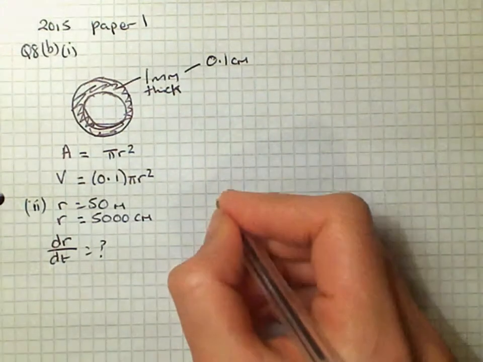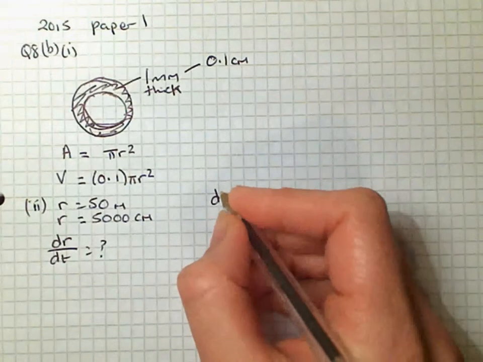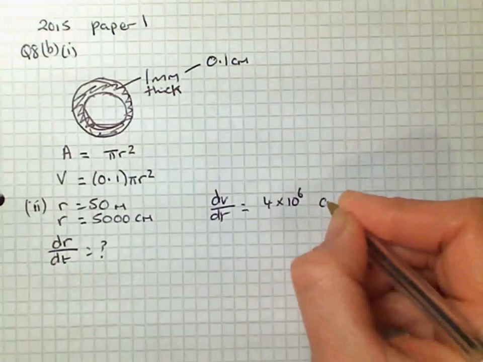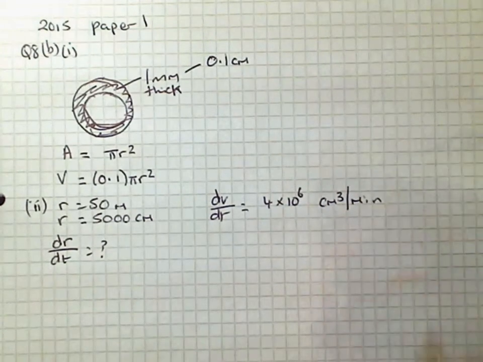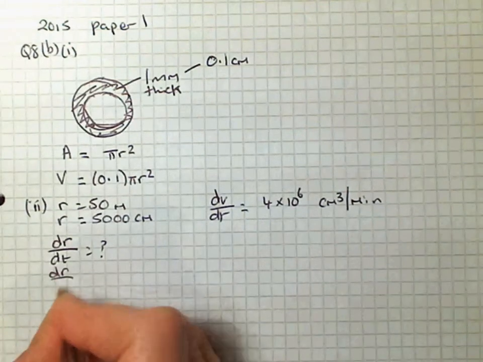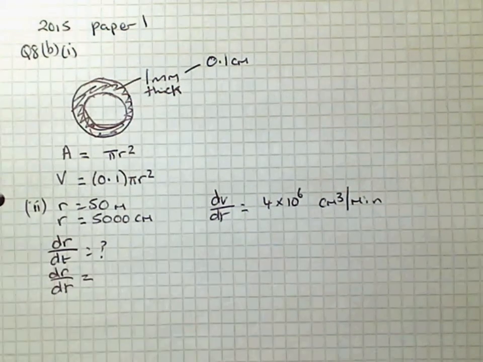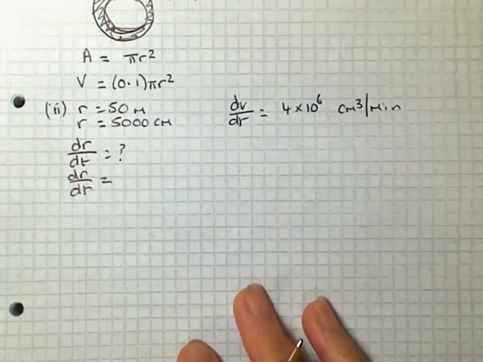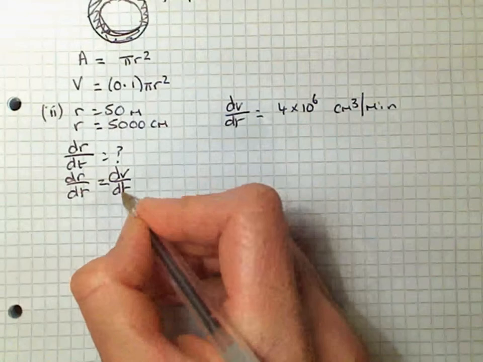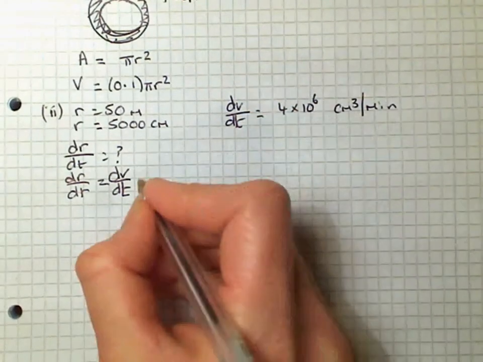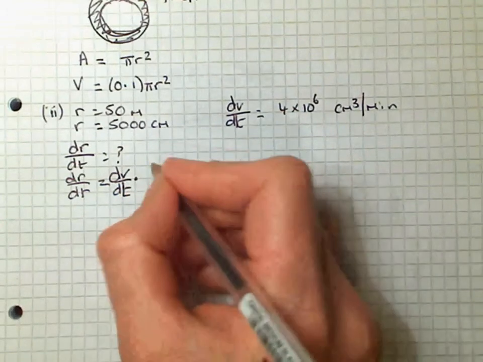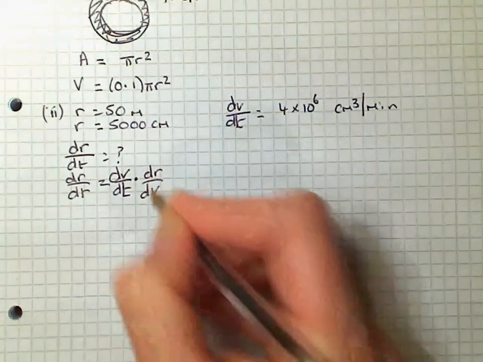So what do I know? In the beginning of the question I was told the change in the volume with respect to time was 4 by 10 to the 6 centimeters cubed per minute. So that's definitely going to be important. So dr dt is equal to, and I'm going to use my dV dt straight away, my dV dt from the start of the question. So what do I multiply dV dt by to get me dr dt? I multiply it by dr dV.